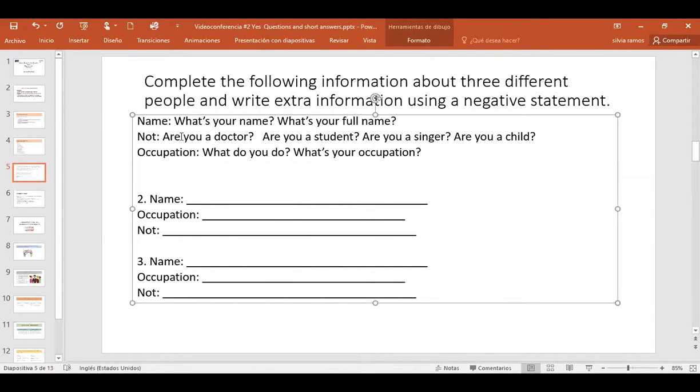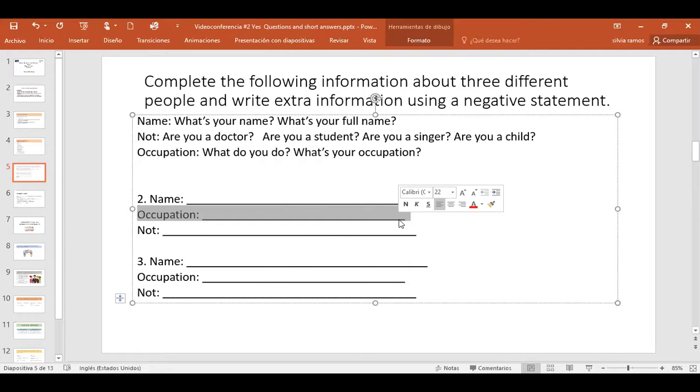Then we are going to ask for occupation. For occupation, we have two questions. The first one is, what do you do? Silvia, what do you do? I am a teacher. Okay. What do you do, Ivan? I am an assistant. Repeat. An assistant, very good. What do you do, Joanna? I'm a secretary, okay, very good.